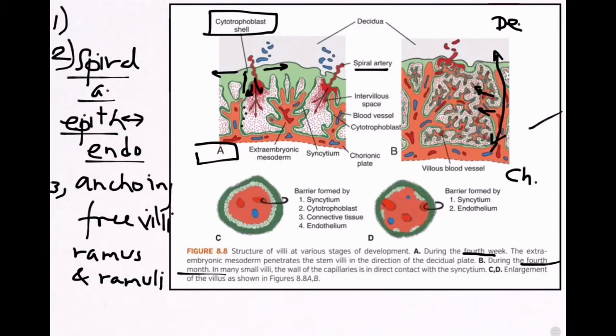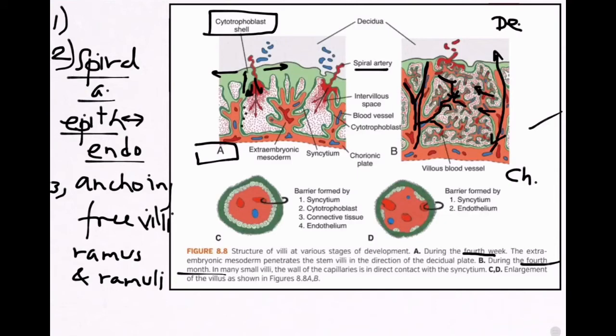As you can see, this could be like the main trunk, and these are all the branches, and then it's got all these little smaller branches, right? Very much like a tree. And this villus tree essentially increases the surface area available for exchange by many fold.